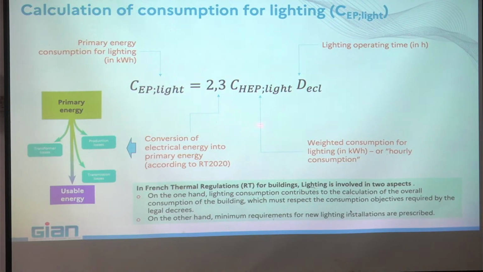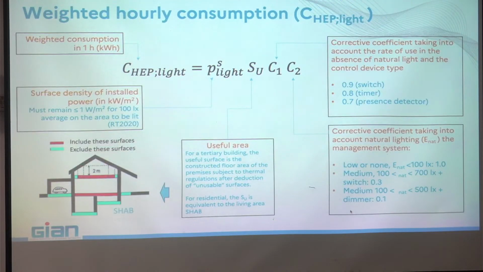Well, then the question is how you calculate that, the famous weighted consumption, and there is also inside the law and the explanation of the law the way to calculate that. You can see here it is given by that equation. The weighted consumption in 1 hour is the surface density of installed power in kilowatt per square meter. But to calculate the number of square meters, you don't just take the surface of that area, you have to use only a part of the building.